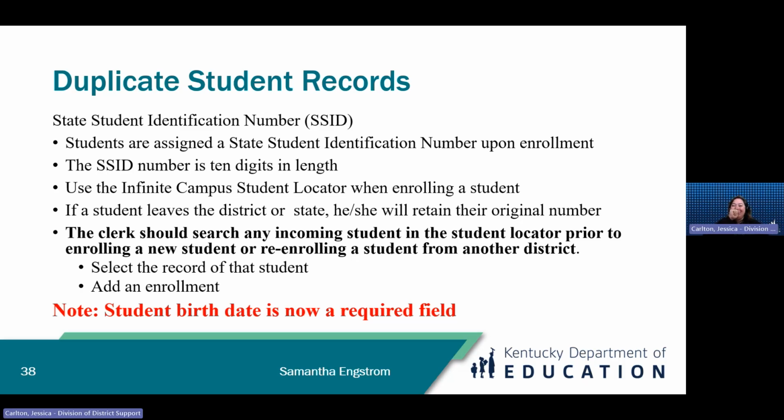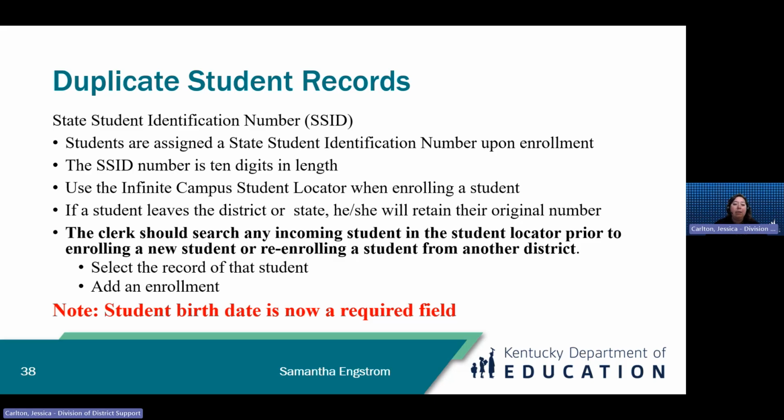All right. Duplicate student records. We're talking about SSIDs here. Sometimes students are mistakenly assigned duplicate SSIDs upon enrollment. It's a 10-digit number that everybody knows. To help prevent this, we highly encourage you, even if you've seen this kiddo before and he's been in your district, use the student locator prior to enrolling a new student. Make sure you're picking up that last enrollment if he went somewhere else, and you're pulling him in and not creating him or her new again.